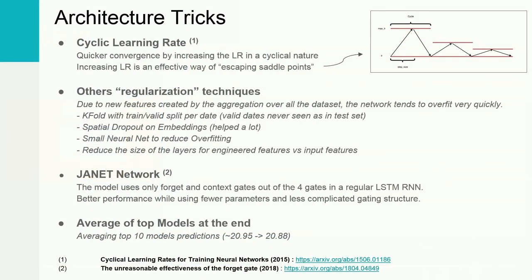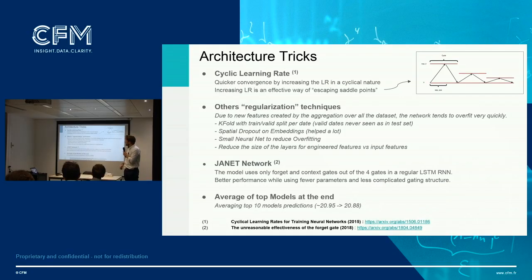So about the other architecture tricks I did, I just used a cyclic learning rate. It's a well-known technique where you increase the learning rate during the training in a cyclical nature, like in the image. And basically what it does is it tries to escape saddle points, so as to find a better optimum during the training. So it works very well when you work with deep learning, and usually gets better scores.